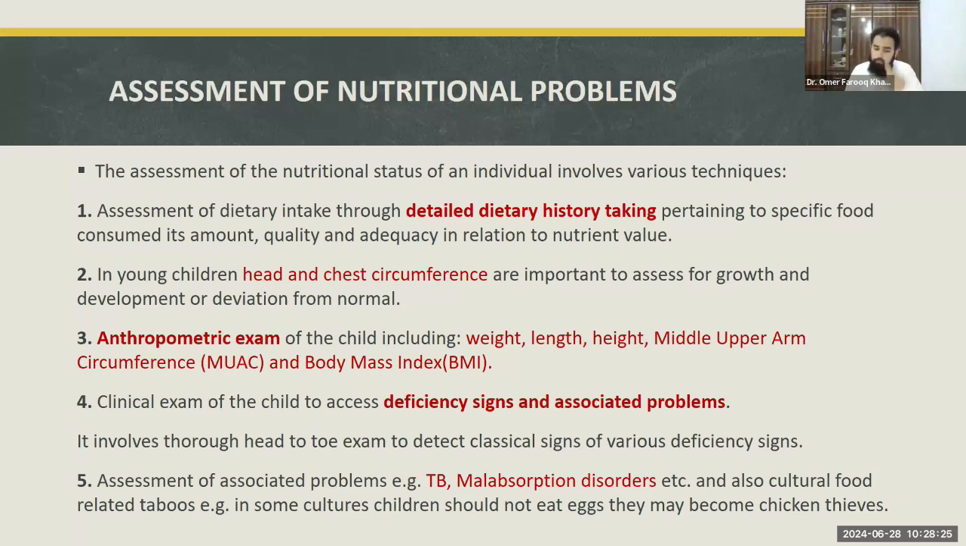So the majority of the problems, we're not talking about those children whose mothers are also malnourished. Those children are malnourished from the start because their mother's breast milk is just like water. It does not contain any nutrients because the mother herself is malnourished. So we're not talking about those children. Dr. Omer, yes.